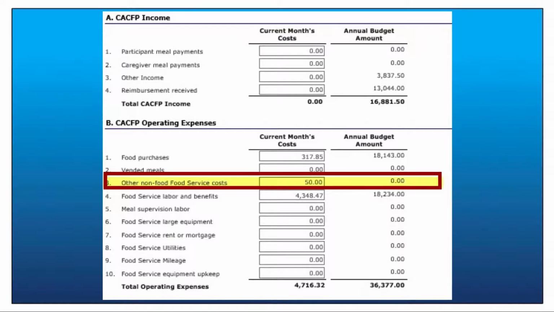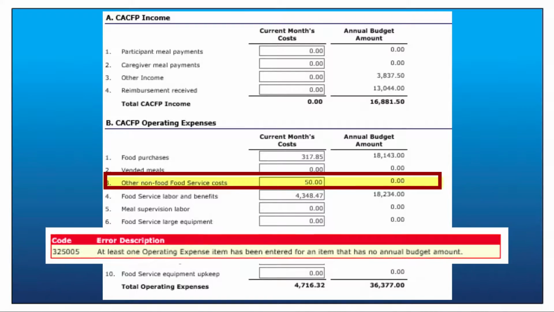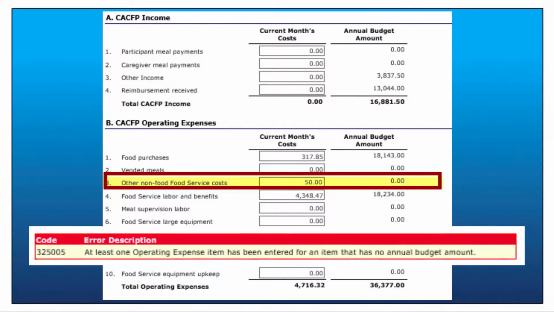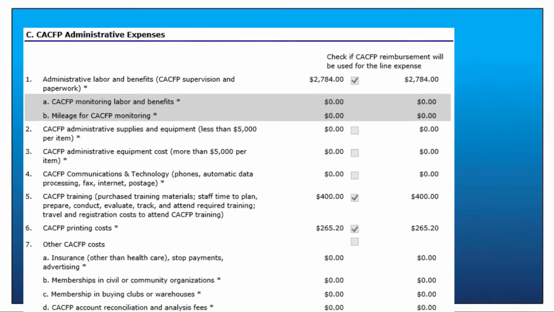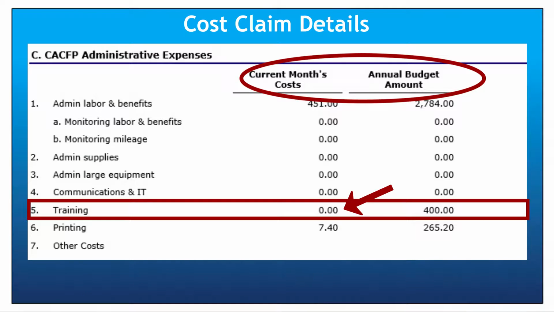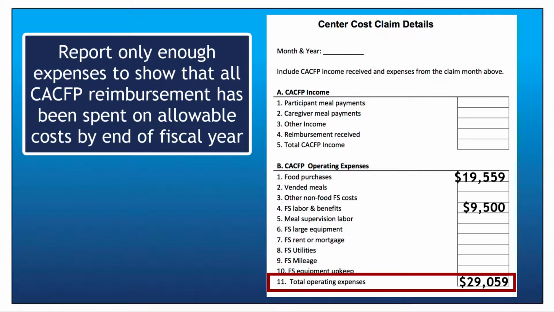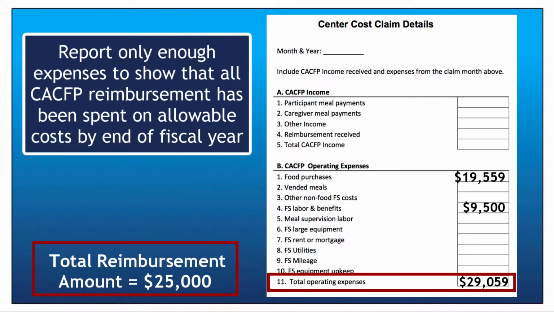If you submit income or expenses on the monthly cost claim details not previously approved in your budget, you will receive an error message and be unable to submit your claim for payment. However, it is not necessary to report all CACFP expenses listed in the budget in the cost claim details. You must report only enough expenses to show that all CACFP reimbursement has been spent on allowable costs by the end of the fiscal year.